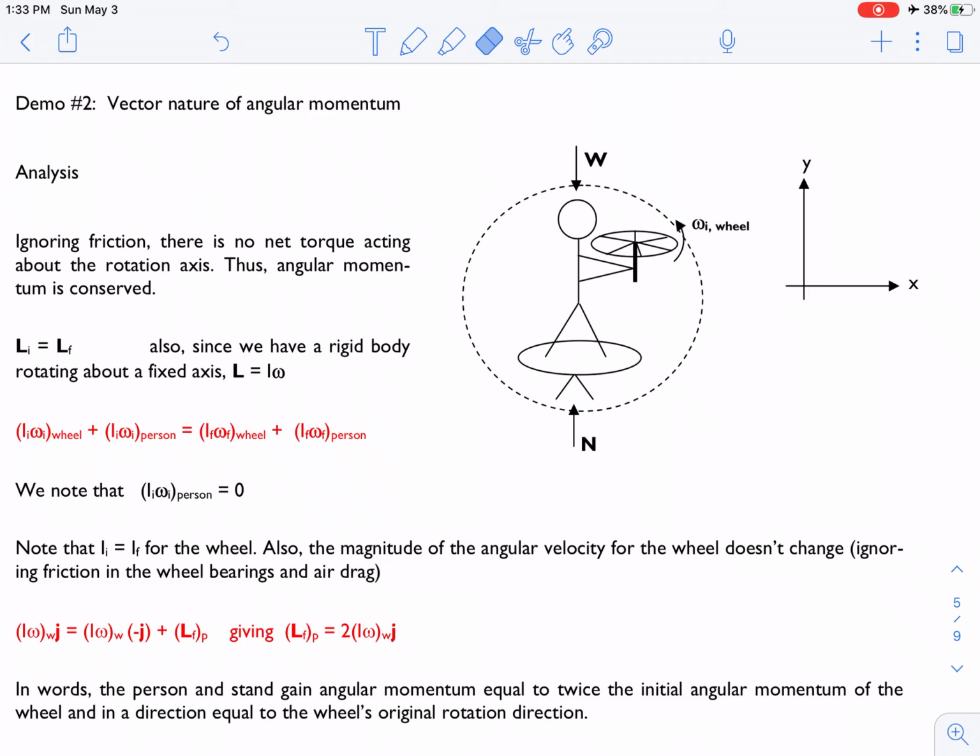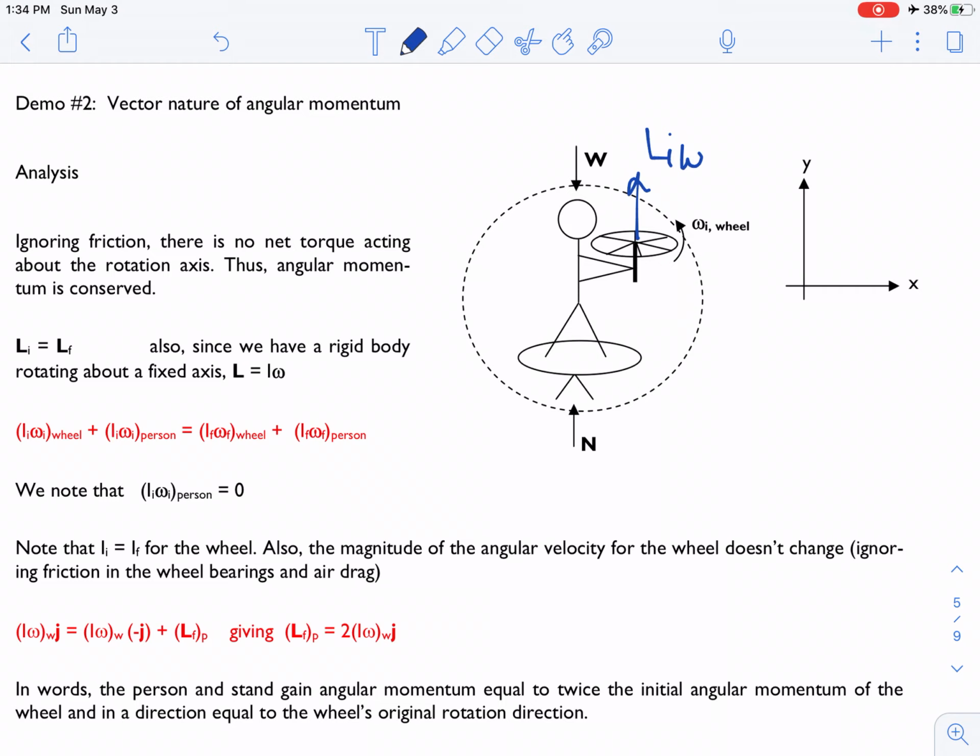And the wheel is going to rotate as shown along this omega i direction. That means it will have an angular momentum in the direction of positive y. So this is the angular momentum of the wheel, and this is the initial case as well. Okay. The person is not rotating, not spinning, and neither is the stool. So initially, the person has no angular momentum.